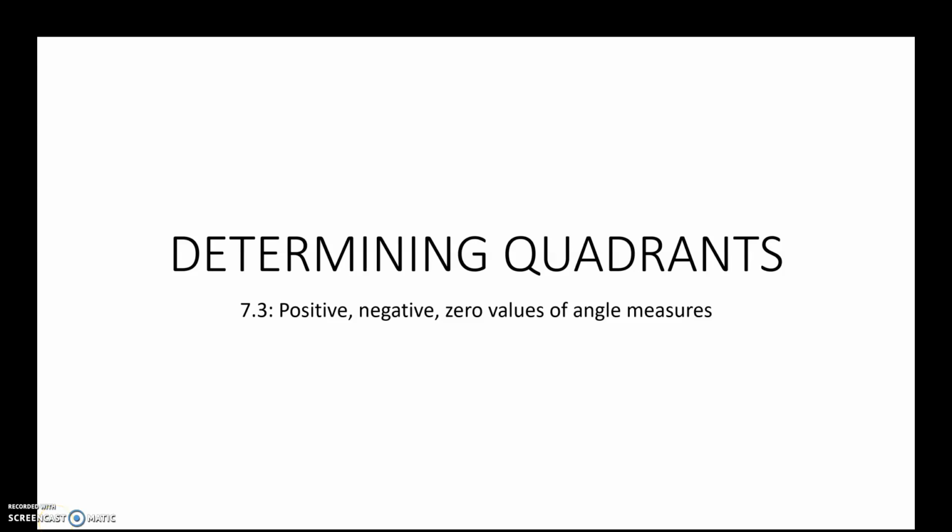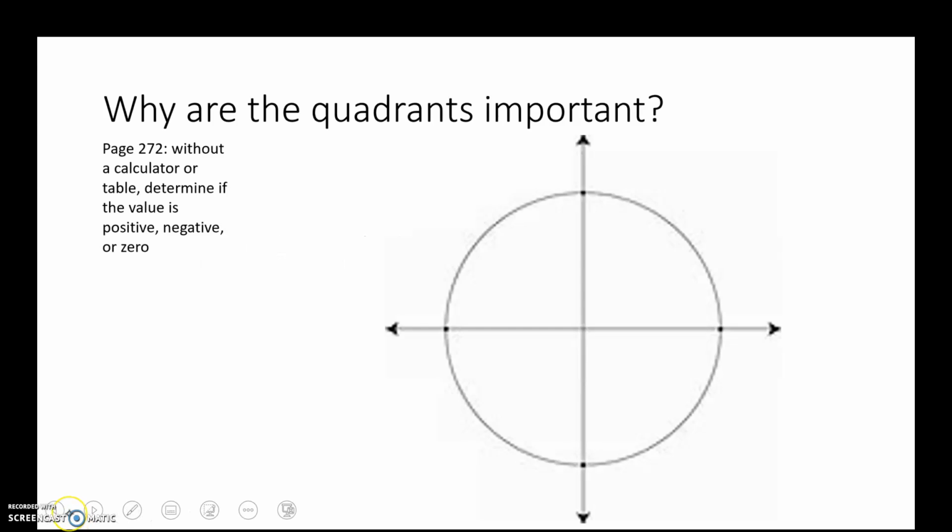Okay, so determining quadrants of angles. Section 7.3, I think I actually put it on the next slide. The directions are, without a calculator or a table, determine if the value of the given trig function with angle measure is positive, negative, or zero. Why are the quadrants important? The quadrants are exactly what tells us which trig function is positive or negative.